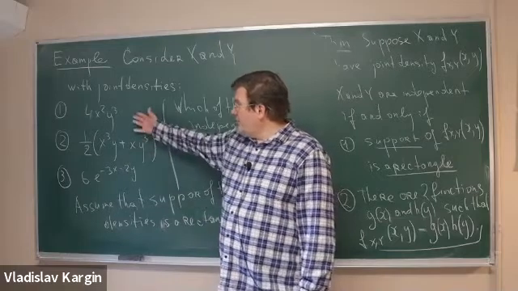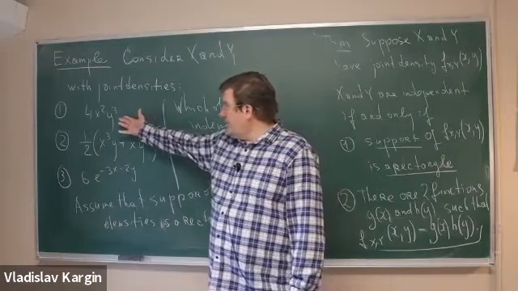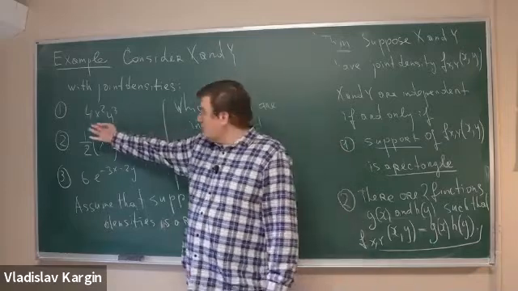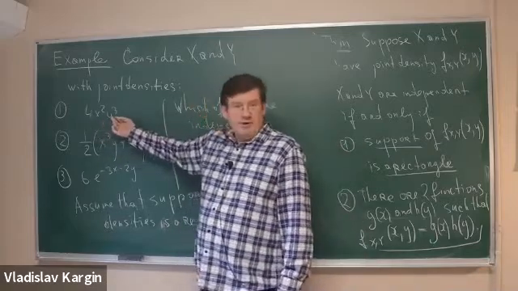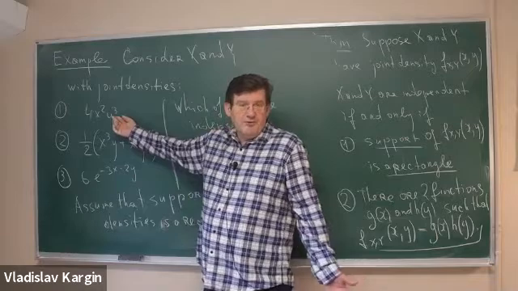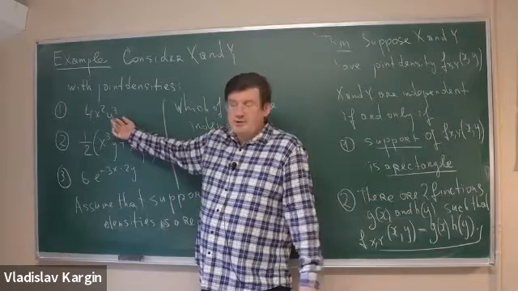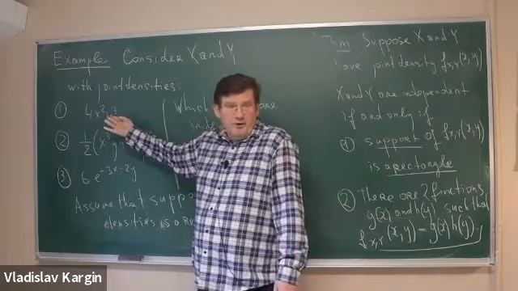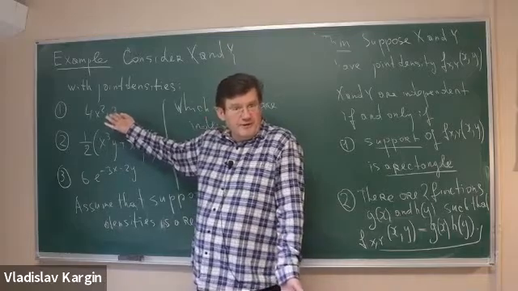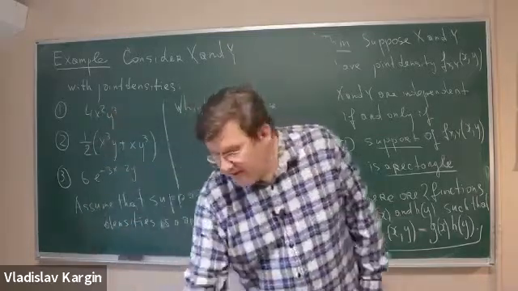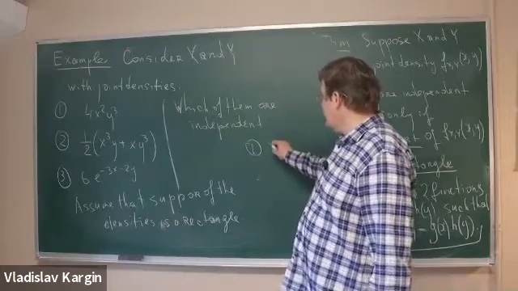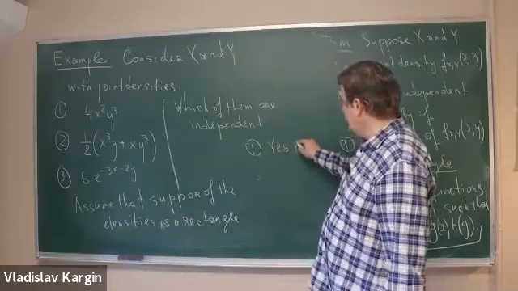So what do you see here? Well, it's obviously a product, say 4x squared multiplied by y cubed. So it's obviously a product of two functions. One of them is 4x squared, another is y cubed. So obviously the first one is independent.